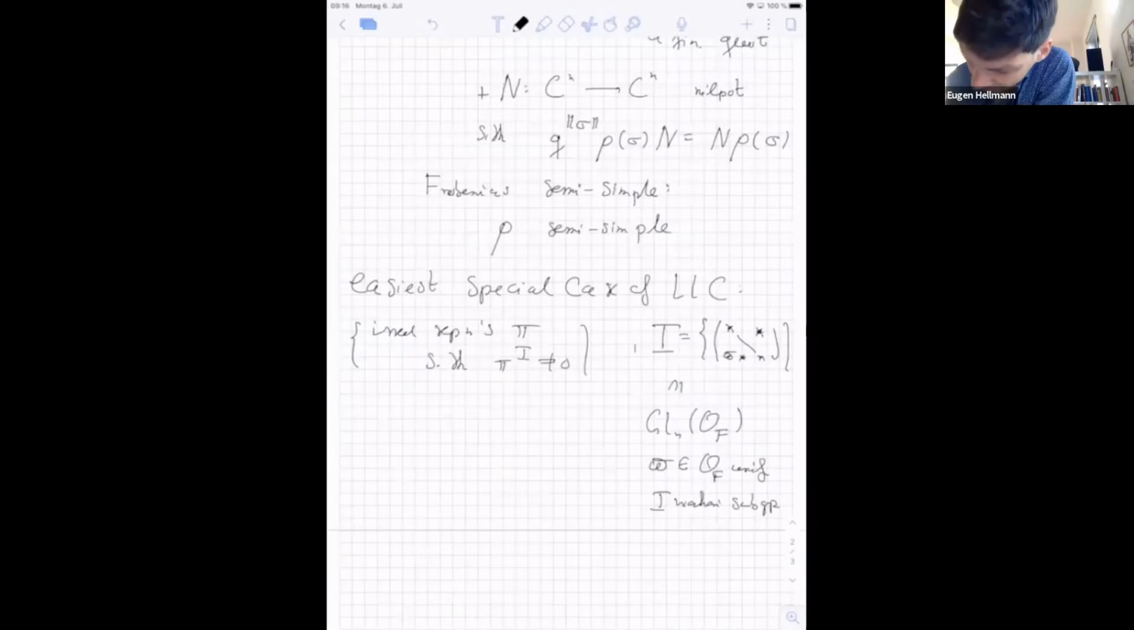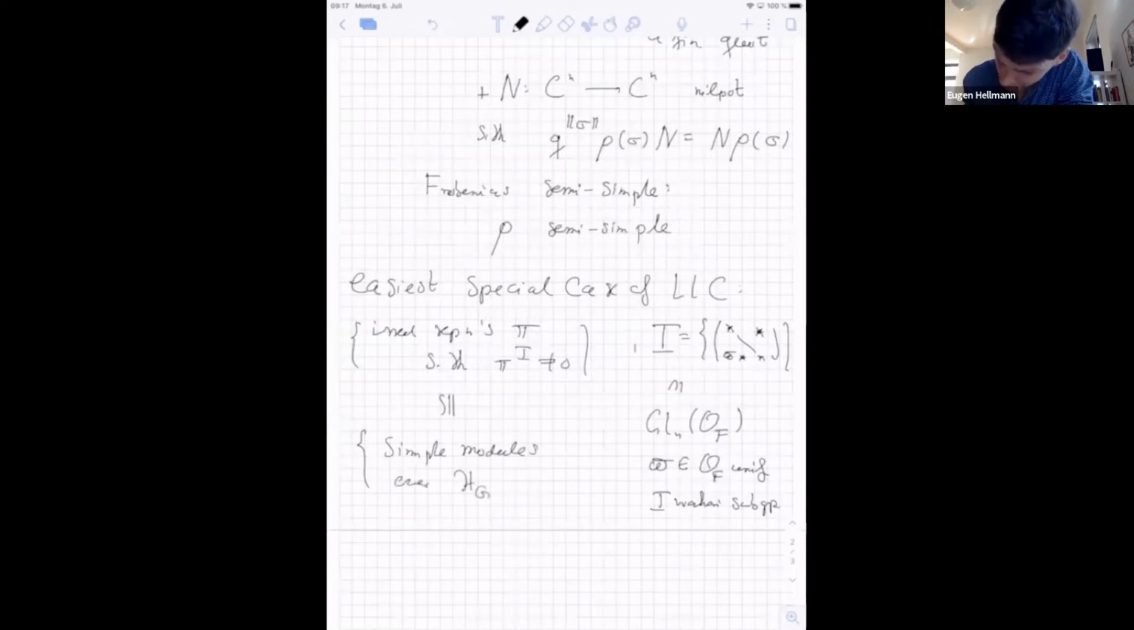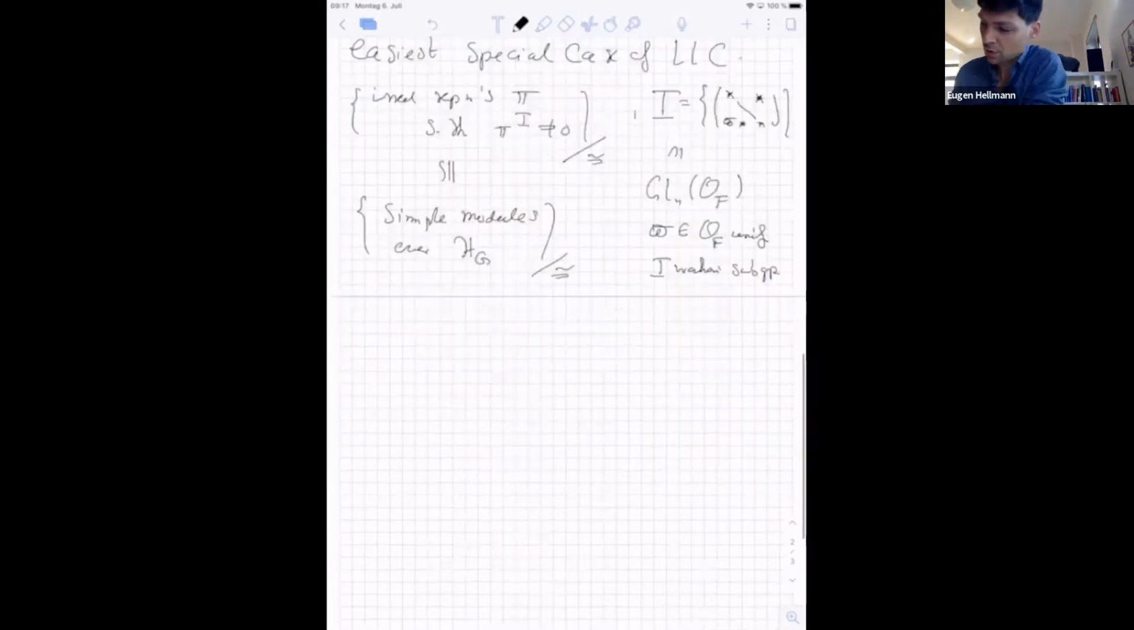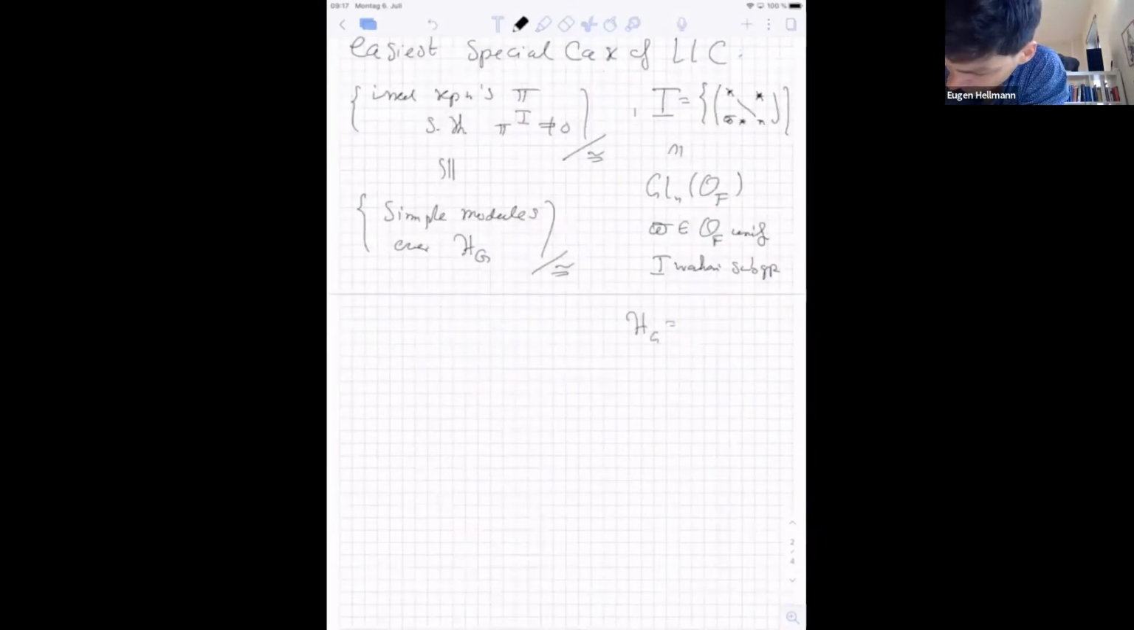And it is maybe well known that the representations which are generated by the Iwahori fixed vector can be described as modules over the so-called Iwahori-Hecke algebra. So this set of irreducible representations is the same thing as the set of simple modules over H_G, both taken up to isomorphism, where H_G is the Iwahori-Hecke algebra.